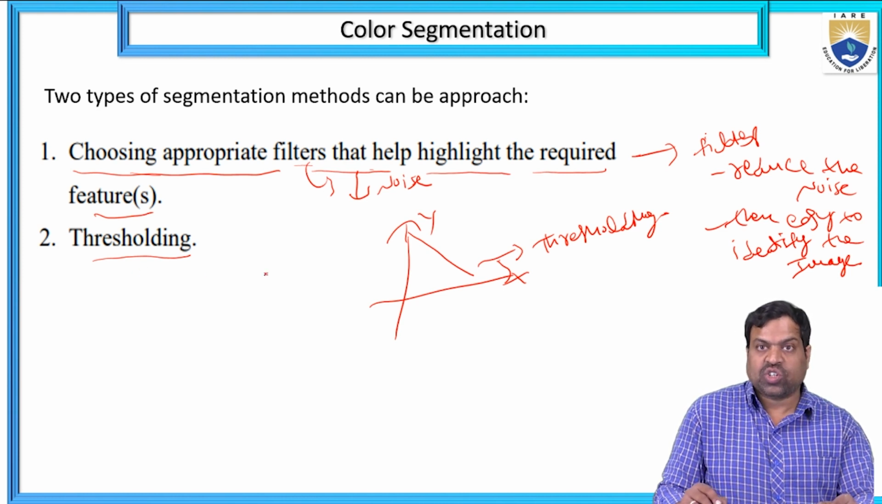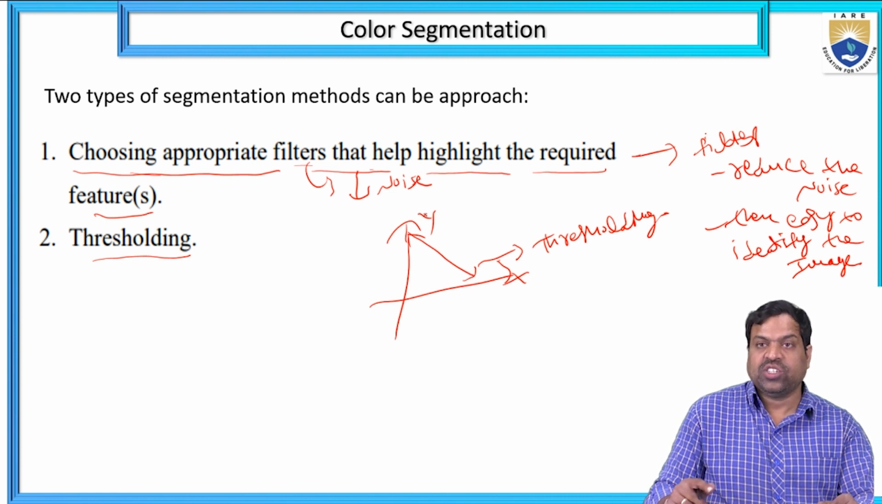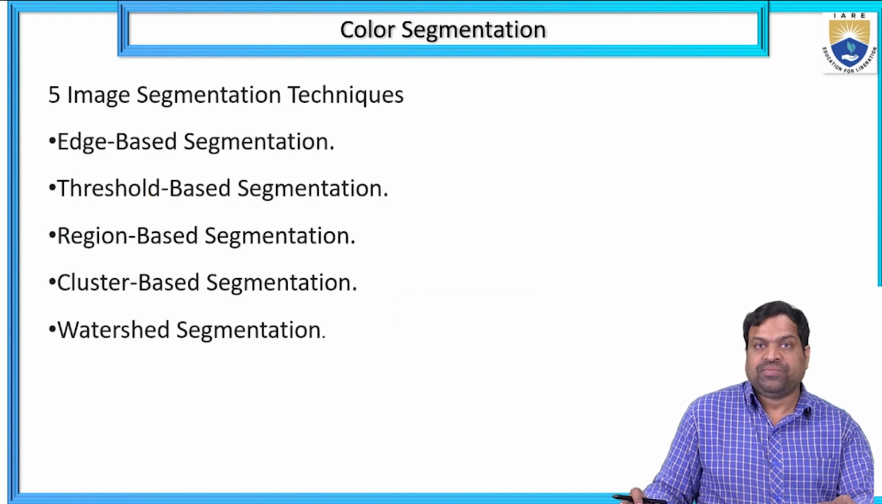Next one is thresholding. So in the graphical representation, what is thresholding? Increasing to decreasing order or decreasing to increasing order. So two types of segmentation methods can be used.